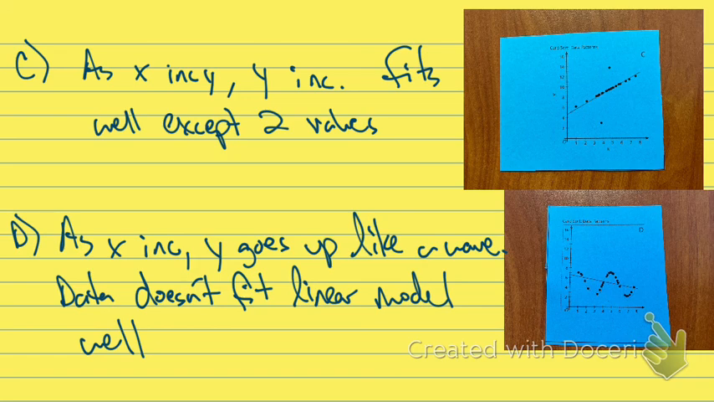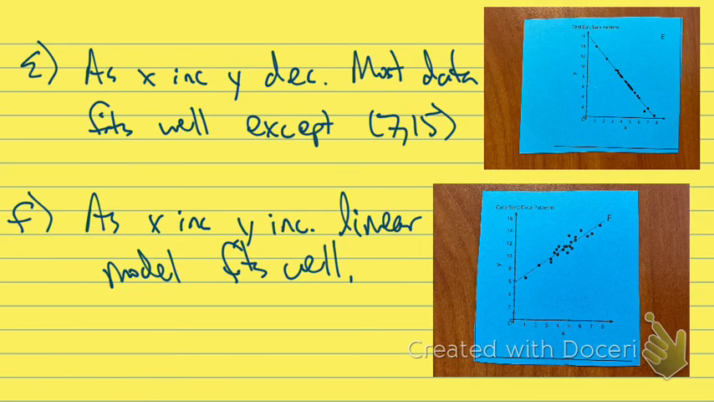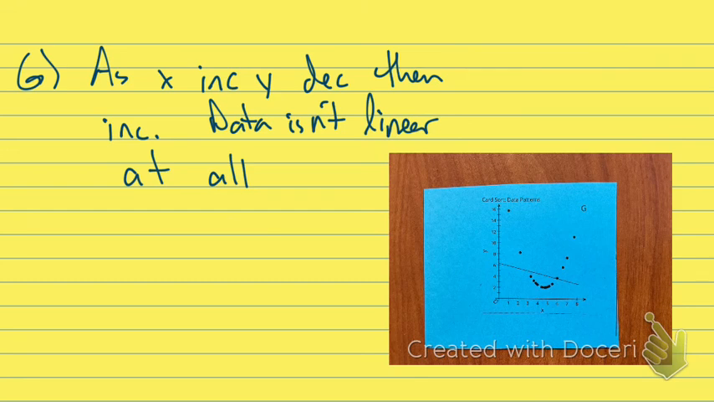Okay, D. As x increases, I said it looks like a wave. Does that fit a linear model very well? No. Not well. E. As x increases, y decreases, and did it fit well? Yes, very well, except that one point right around I. Okay, and F. As x increases, y increases. Fits really well. And G, Soldier Boy's favorite. It decreases, then increases. Not linear.